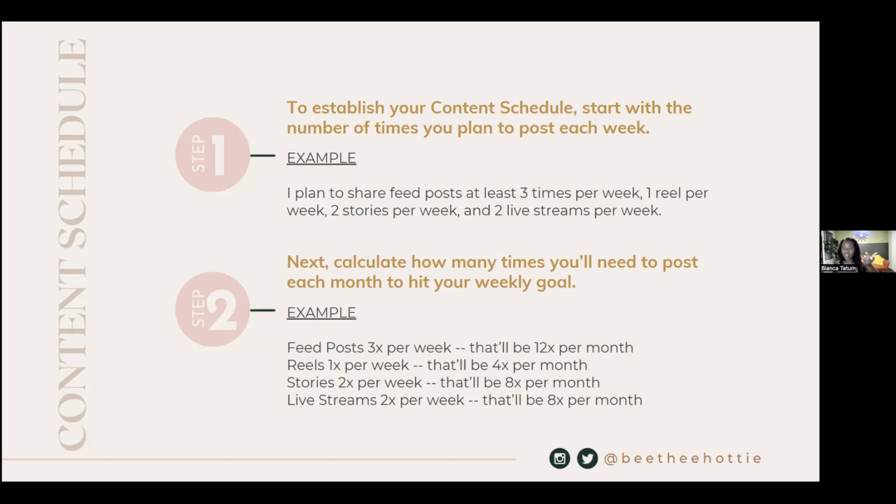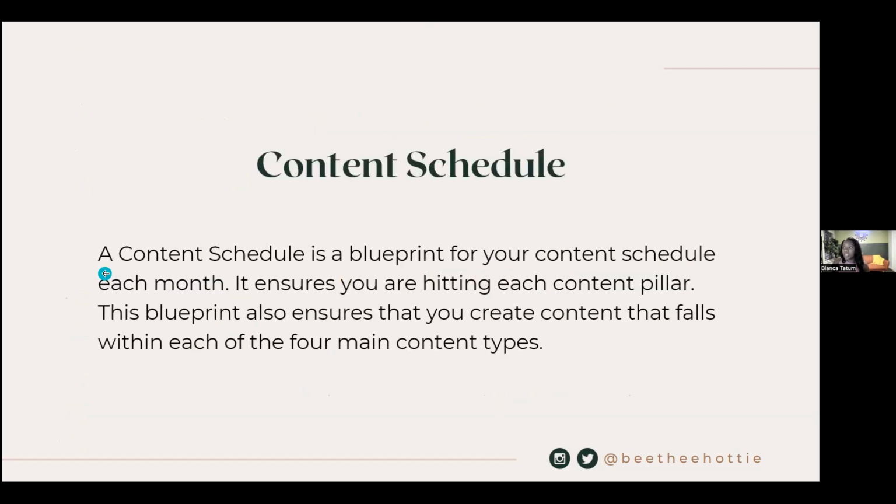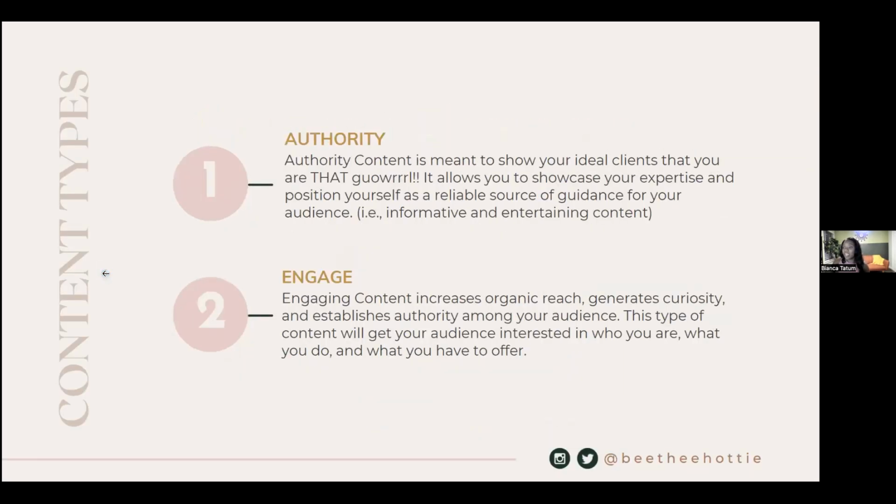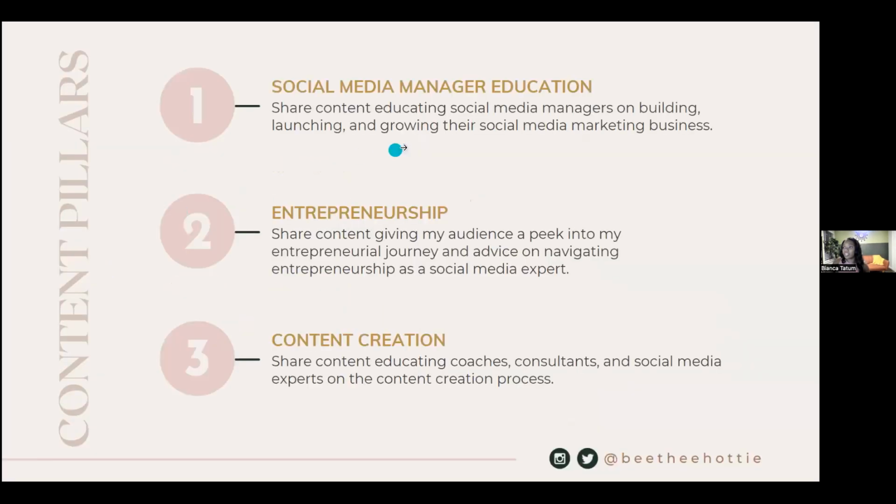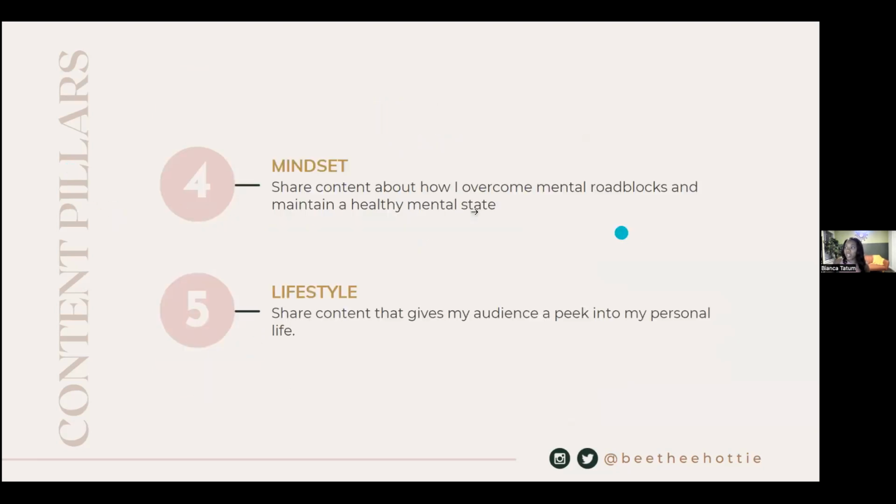And so from there, if I know I'm going to post 4 times on the feed, that's where those content pillars come back in. I'm going to do one of those feed posts as the first content pillar, or the second or the third, and I'll alternate between the last 2.